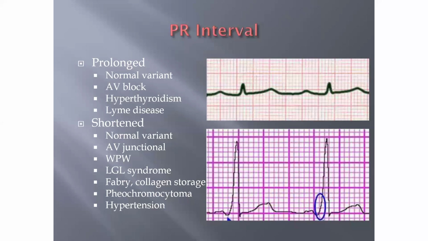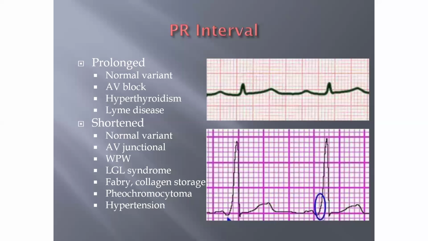PR interval, of course, it's prolonged, could be a normal variant, prolonged in any AV block when you are thinking of first degree AV block, second degree type 1 AV block, second degree type 2, complete heart block. It's prolonged in patients who have hyperthyroidism, patients with Lyme disease.